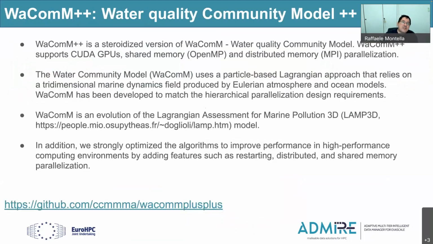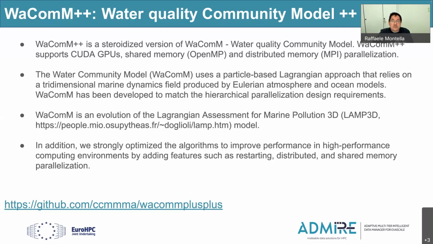And what is Wacom++? Wacom++ is a Lagrangian model, and it's basically used to model the transport and diffusion of inerts. That means pollution. The Wacom++ model is usually described as a steroidized version of Wacom, its previous version, but actually it's a completely brand new model.